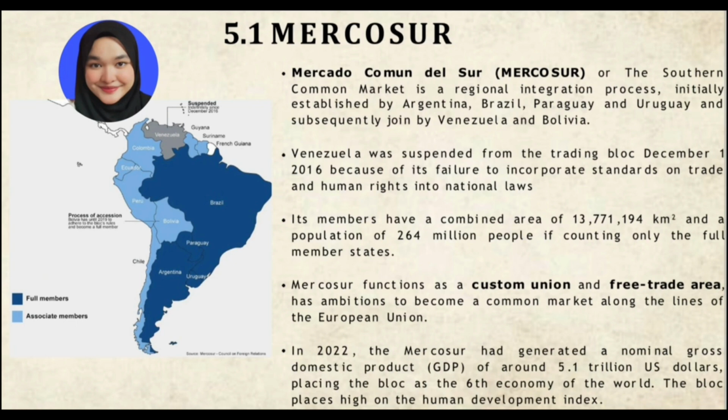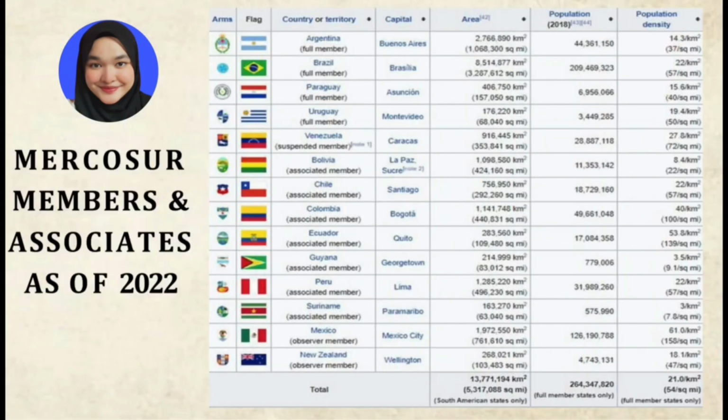Its members have a combined area of 13,771,194 square kilometers and a population of 264 million people if counting only the full member states. Mercosur functions as a customs union and free trade area, and has ambitions to become a common market along the lines of the European Union. In 2020, Mercosur generated a nominal gross domestic product, or GDP, of around 5.1 trillion US dollars, placing the bloc as the sixth largest economy of the world. The bloc placed high on the Human Development Index. Here are the Mercosur members and associates as of 2022.